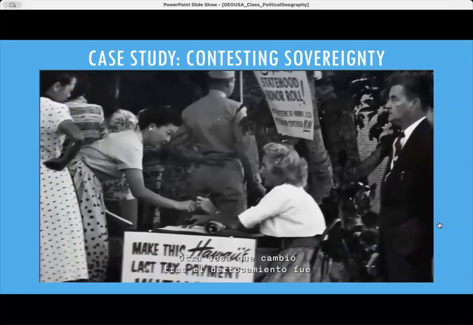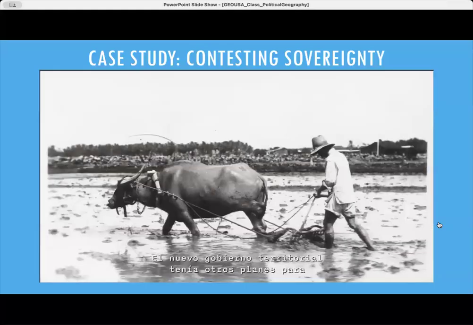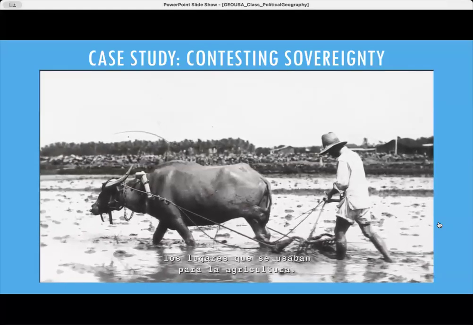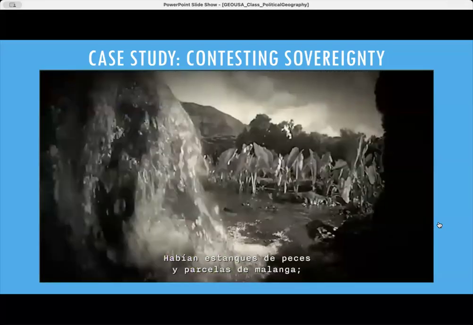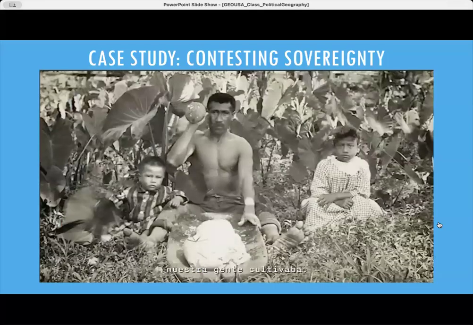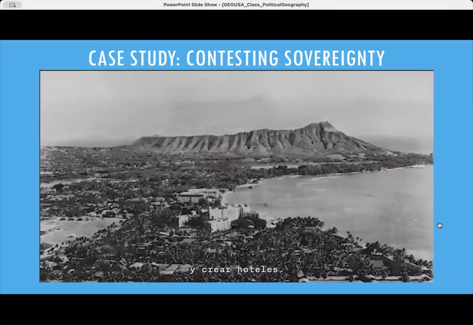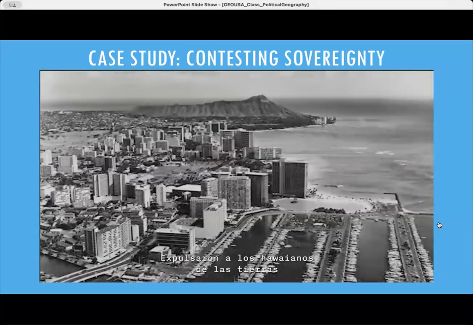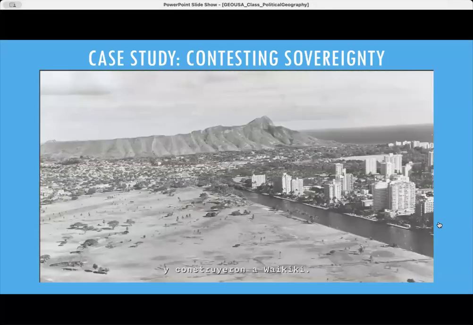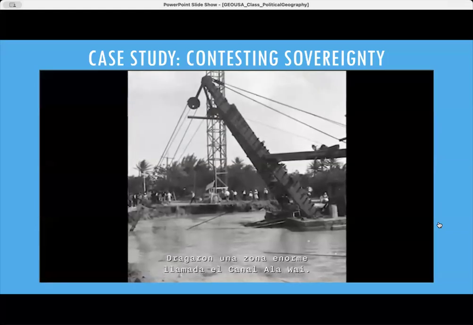Another thing that changed after the overthrow was the use of the land. The new territorial government had other plans for the places that were being used for agriculture. You had fish ponds and these taro patches, and our people farmed. And I think someone got the idea that they could develop it and create hotels. And so they actually condemned our lands. They kicked Hawaiian people off the lands, and they built up Waikiki, and they dredged a huge area called the Ala Wai Canal.